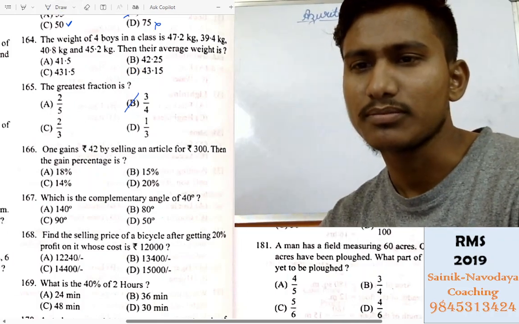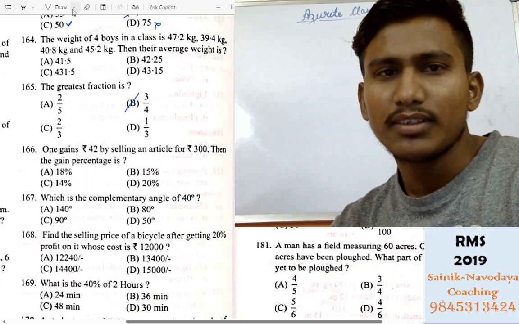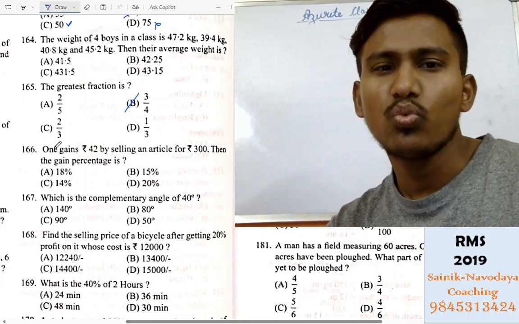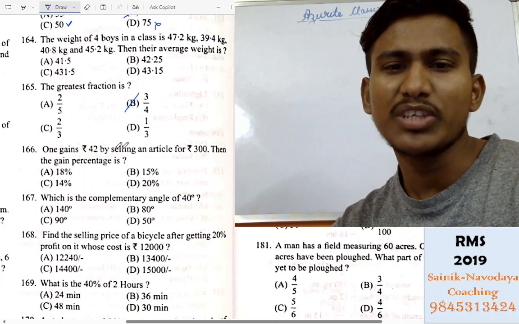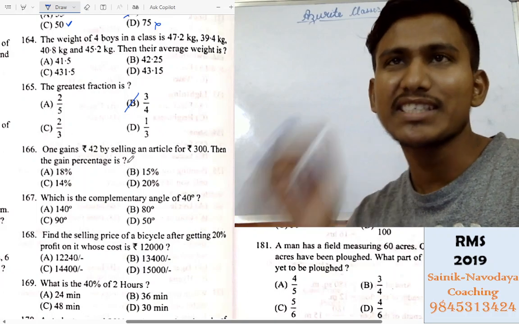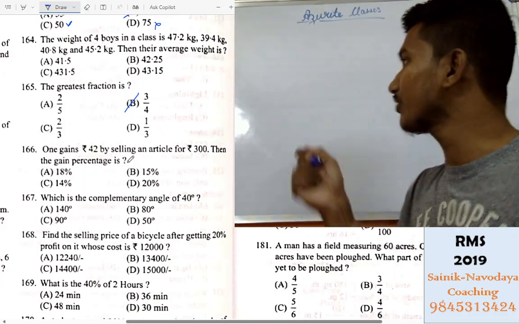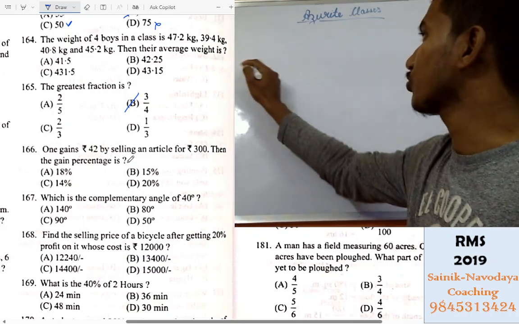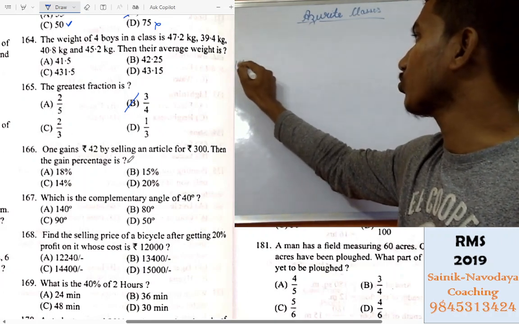So next question. One gains 42 rupees by selling an article for 300. Then the gain percentage is what they are asking. So here it is actually very easy. Listen, I will show you. That is question 166, right?